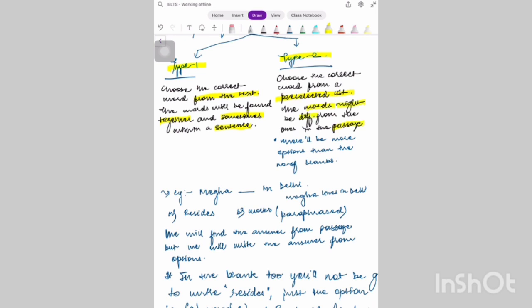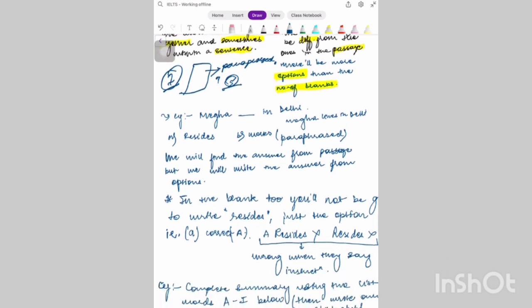Here there will be more options than the number of blanks. They'll give you many options, but only 5 blanks. So if they have given you, for example, 7 pre-selected words that could be paraphrased, then out of those 7, only 5 will be correct. So you have to look out for those 5.